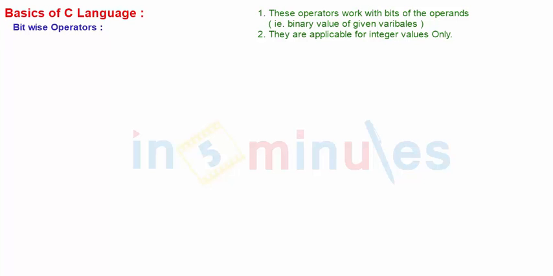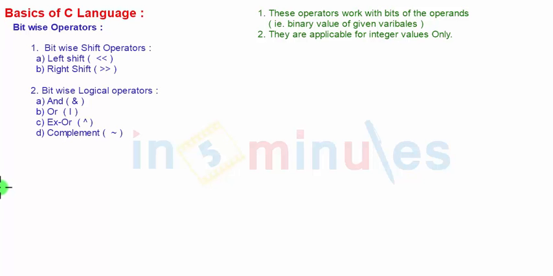The second point is that they are applicable for integer values only. We cannot operate bitwise operators with floating point values, so they are applicable for any kind of integer values. Now there are two broad categories of bitwise operators. First is bitwise shift operators. These operators shift the bits in the given number to the left side or right side, and accordingly there are two kinds of operators. One is the left shift operator, written as the less than symbol twice, and the right shift operator is written as 2 greater than symbols. These operators shift the bits of the operands on the left side or right side according to the way we write it.